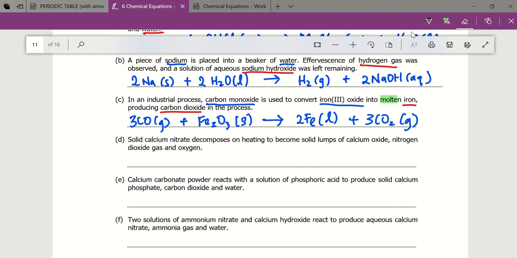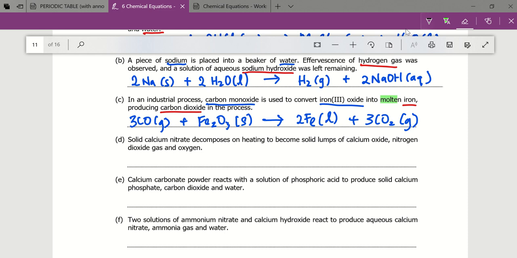And thirdly, some people forgot to write down the state symbols for your equation. So this type of question, if let's say it is 1 mark each, if you have one error, it will mean that the whole thing will be wrong. That's why there's really no shortcut around balancing equations and writing equations, and you just have to keep doing more to get better. Okay, so let's just start with the very first one.